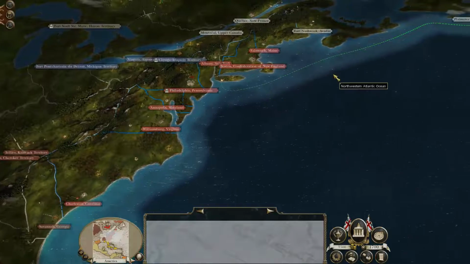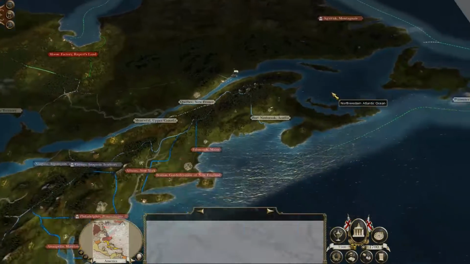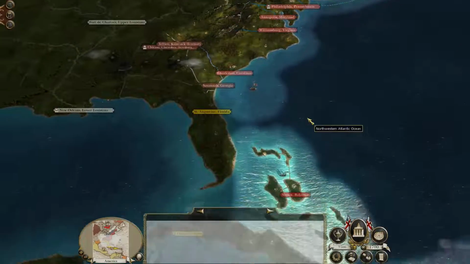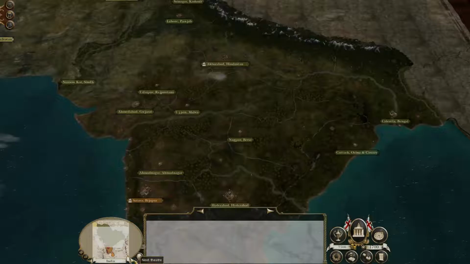So for the New World, as it were, there are many places. I've probably missed a few of them, but again, if I have, please put them down in the comments, my friends. And we have one other continent to look at, and that is, my friends, the subcontinent.